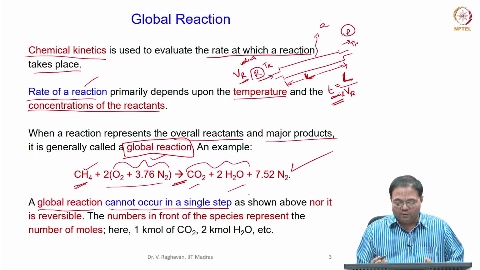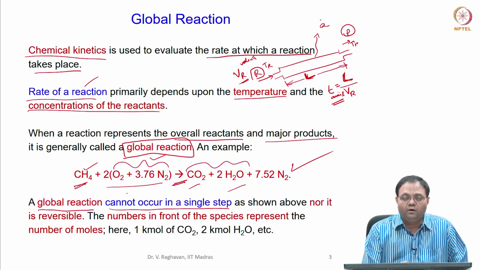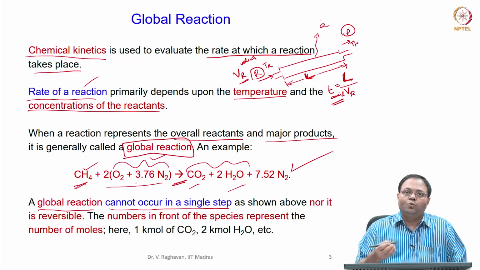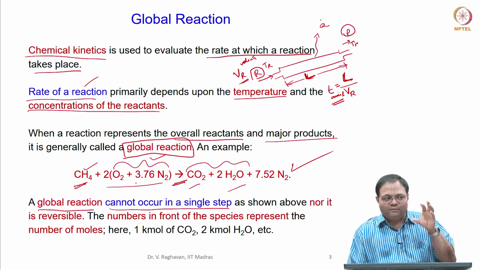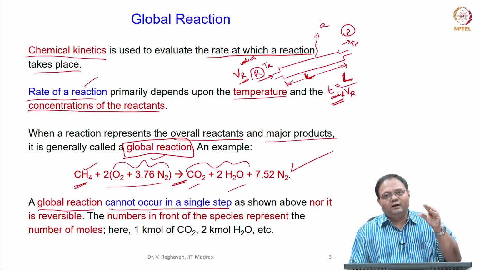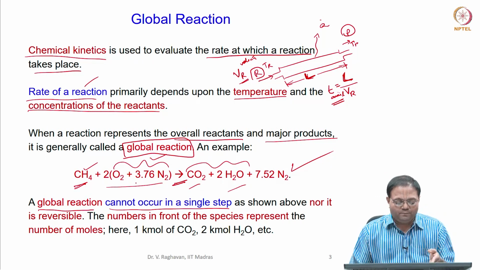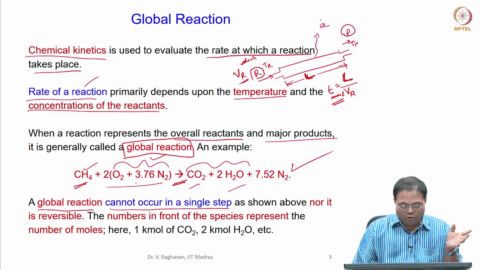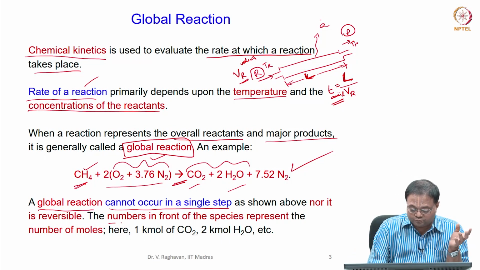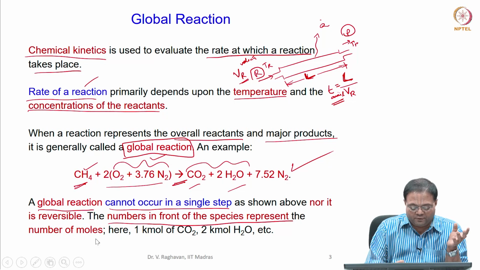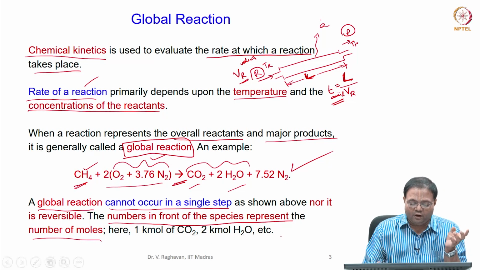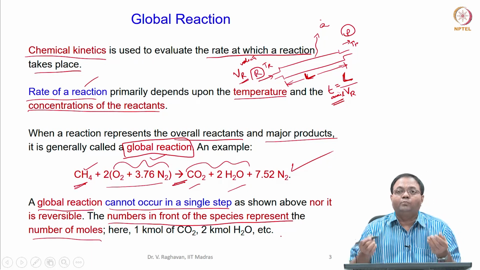It is not going to complete in only 1 second, because this has several steps into account. It has some definite time for completion and it has several steps. So methane CH4 is not going to directly convert into CO2 and H2O. The number in front of the species represents the number of moles, so here 1 kilomole of CO2, 2 kilomoles of H2O, etc. That means we are not talking about the molecular level.